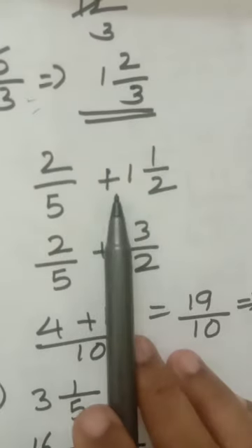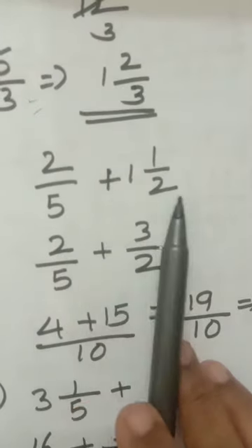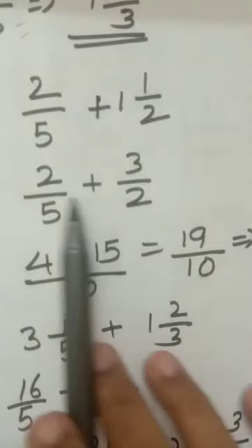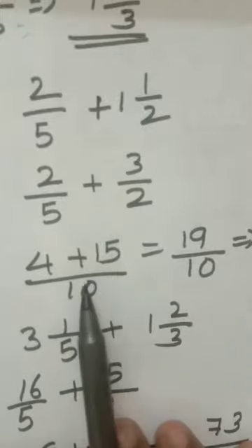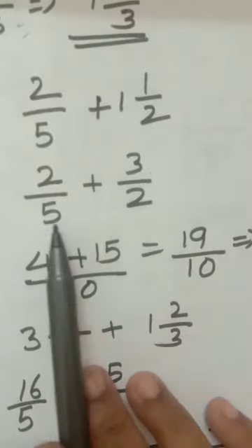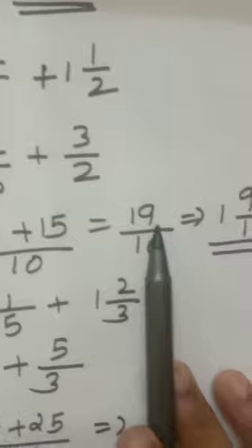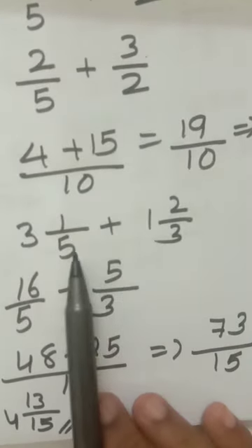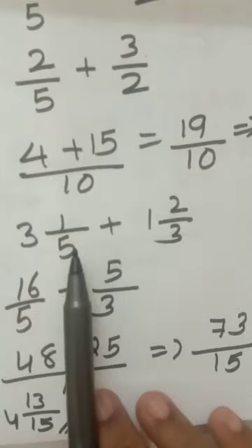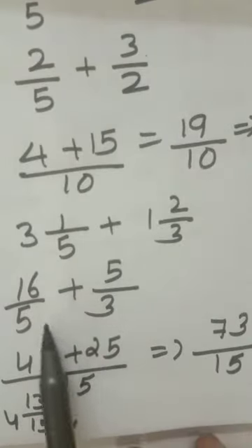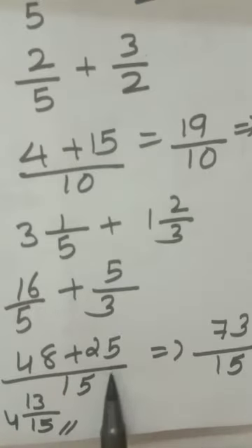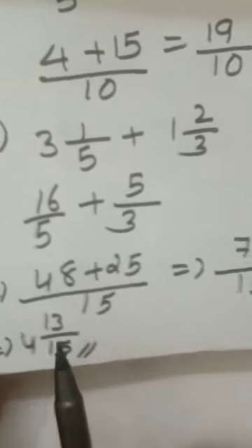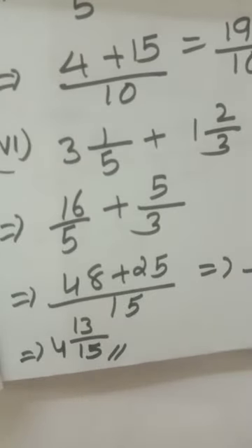Next, 2 by 5 plus, meaning the denominator you have to make the same by cross multiplication. Yeah, LCM, cross multiplication, I already did here. 2 2s are 4, 5 3s are 15, 5 2s are 10. Okay, here also addition, yeah, subtraction, you have to make the denominator same, convert it into improper fraction. Cross multiplication. Okay, divide, you will get 4 and 13 by 15.